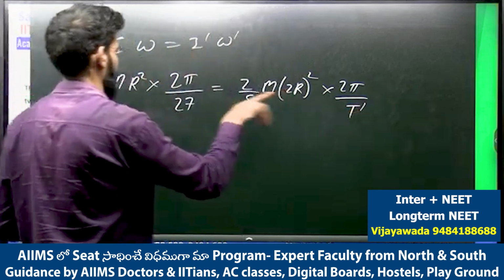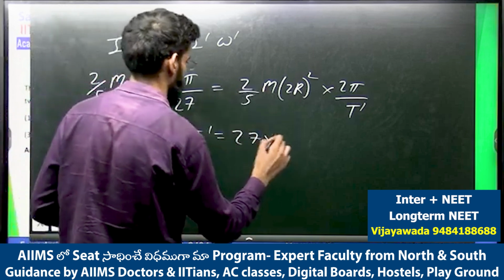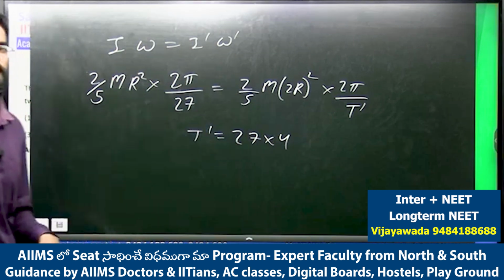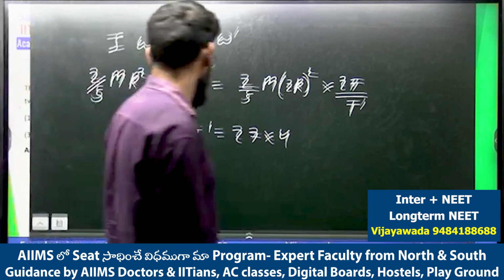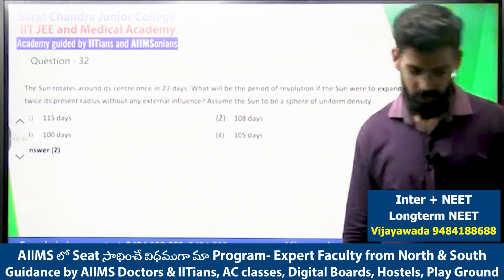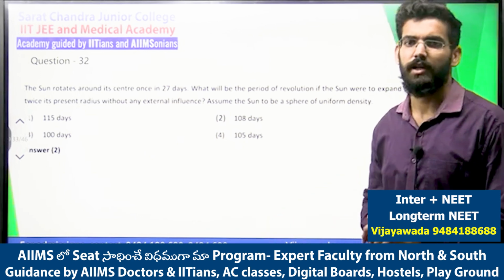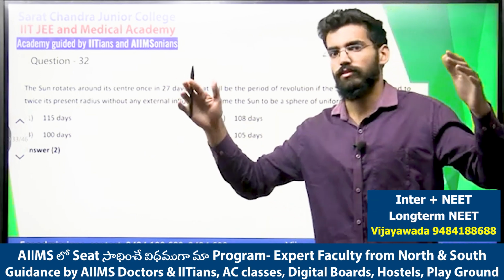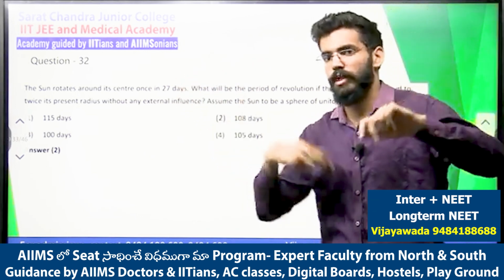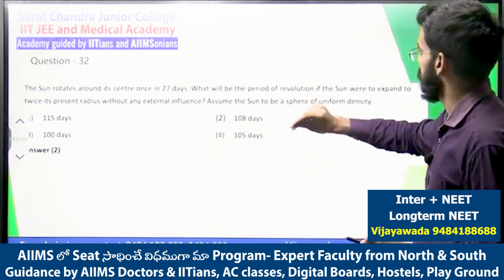From here, a factor of 4, so this T dash is nothing but 27 into 4. 27 into 4 is 108, so your answer is the second option, 108. That's it. Angular momentum conservation: it will expand, so omega will reduce, so time period will increase. That way only. The hint is here.